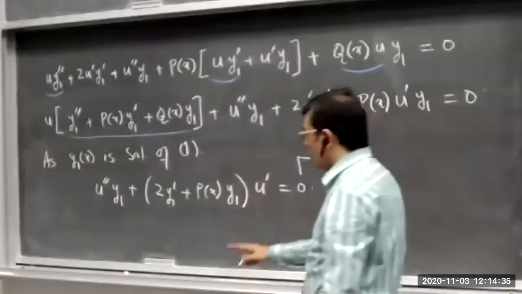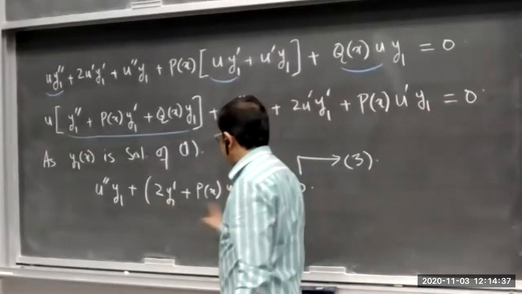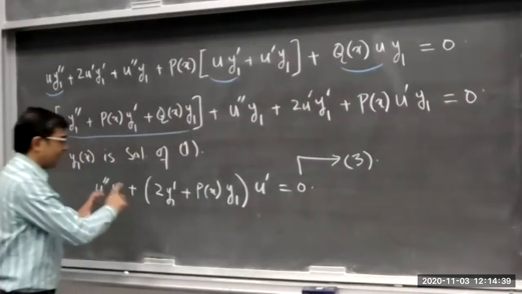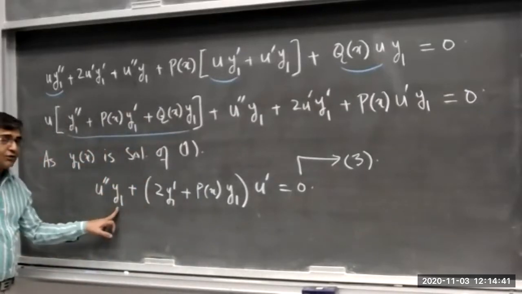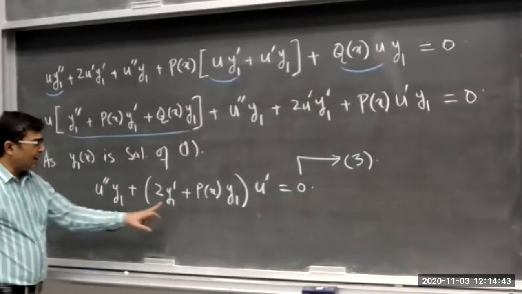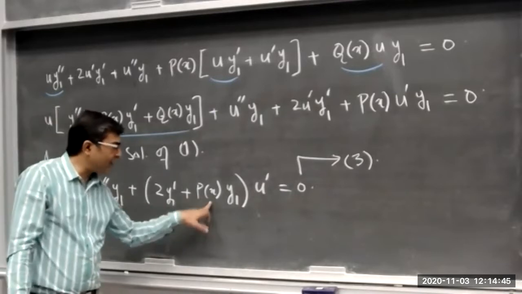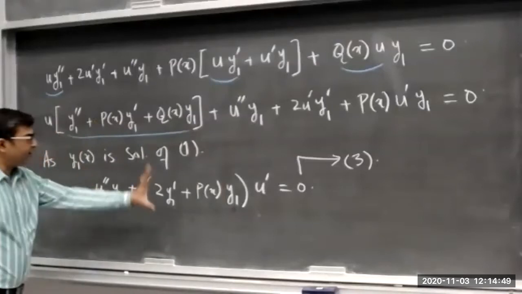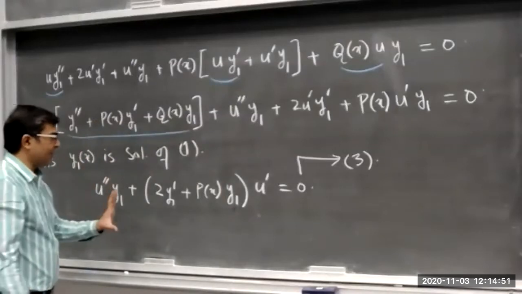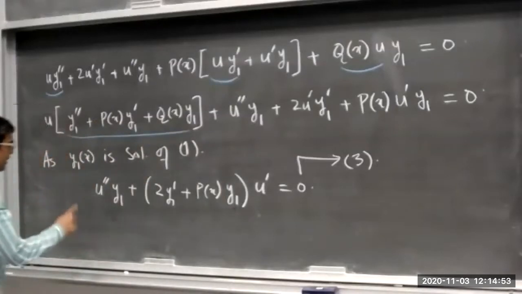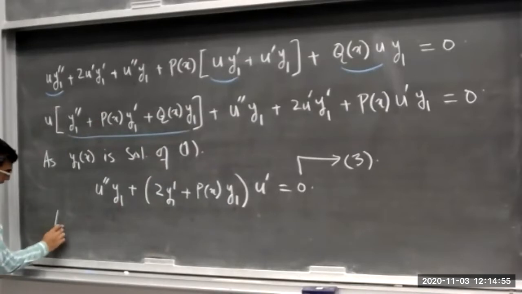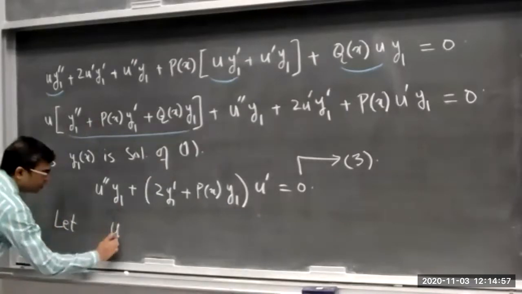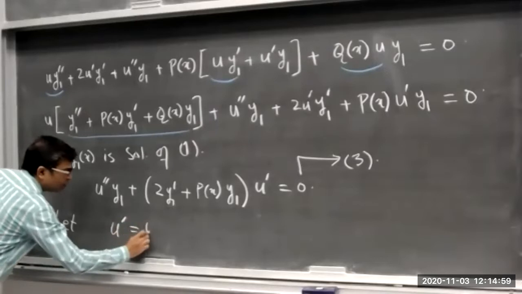Where y1 is known. You can see here that this is again a second order differential equation. y1 is a known function, this is a known function, this is a known function. So we get this second order differential equation. We call it 3. Now in this equation, we let u dash equal to w.